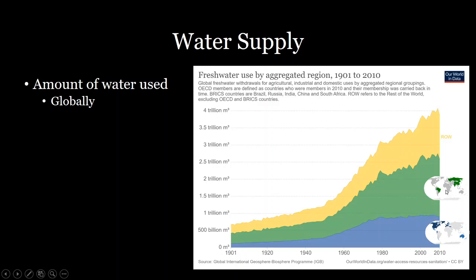Whereas the BRIC countries, which is Brazil, Russia, India, China, and South Africa, have been steadily increasing along with the rest of the world. And so our water use as a planet has gone up more than 4-fold in the last 60 years. So it's pretty dramatic how our demand on our water supplies is increasing more and more.